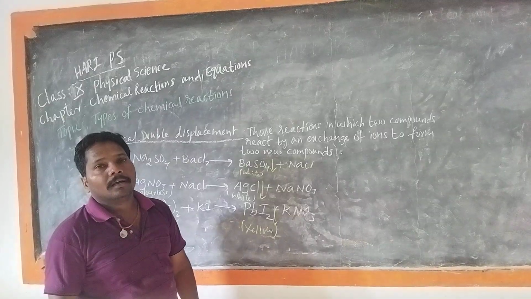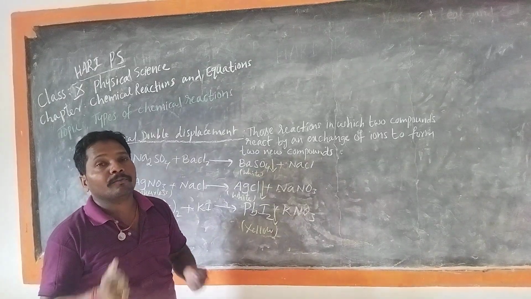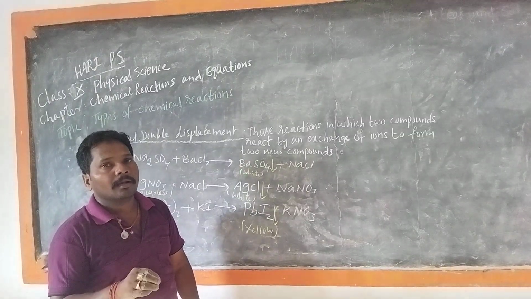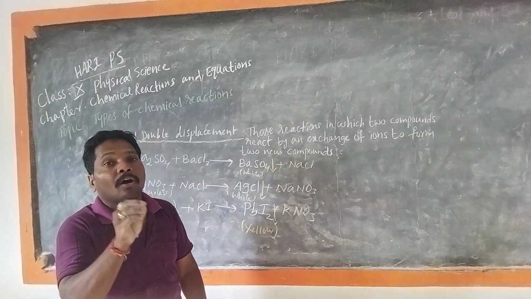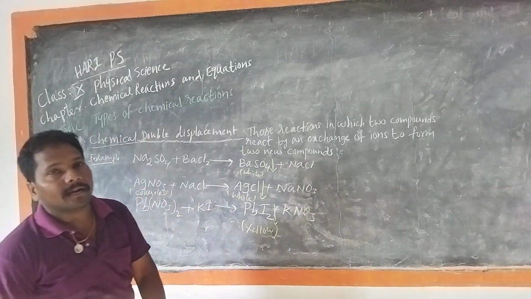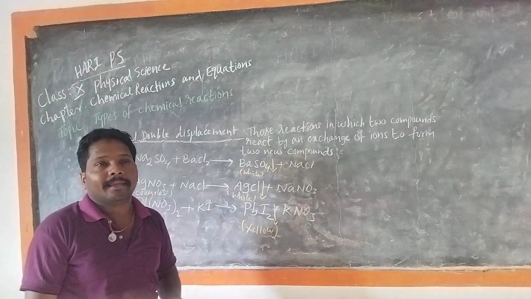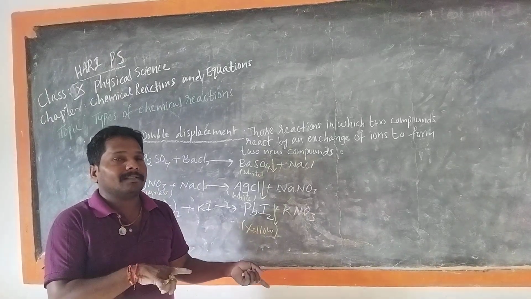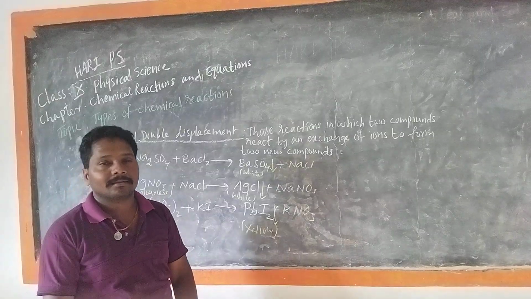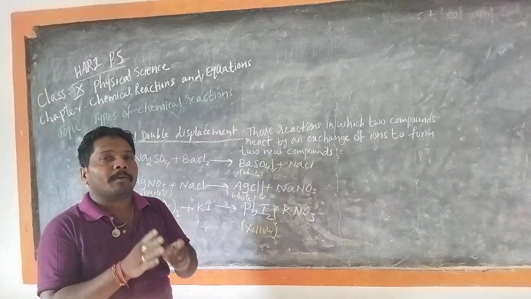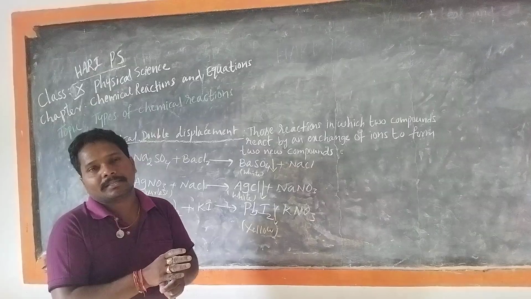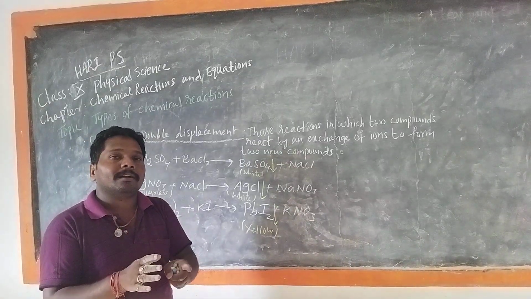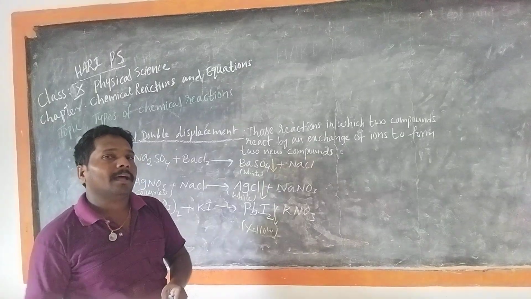Two compounds react together. In what way? The two compounds react together by exchanging their ions. As you know, what are ions? How do they form? There are two types of ions: one is cations and the other is anions. Any atom or group of atoms with a positive charge, we call a cation. Any atom or group of atoms with a negative charge, we call an anion.